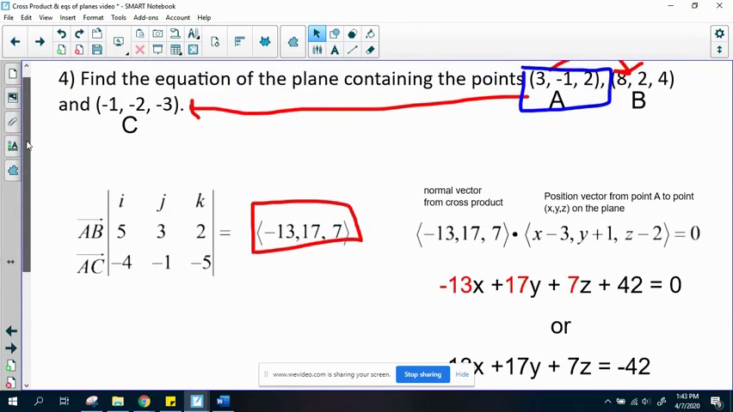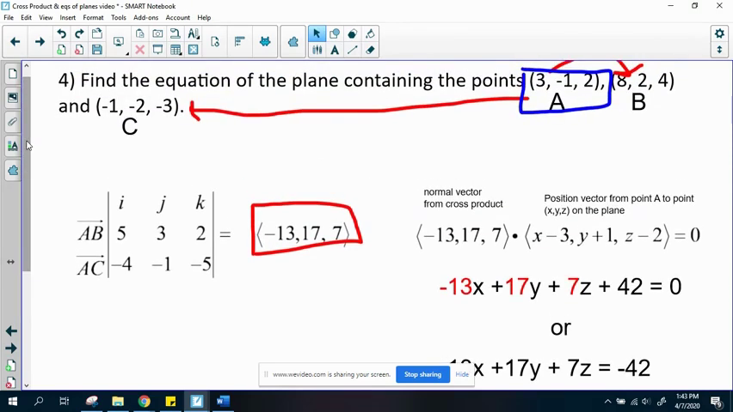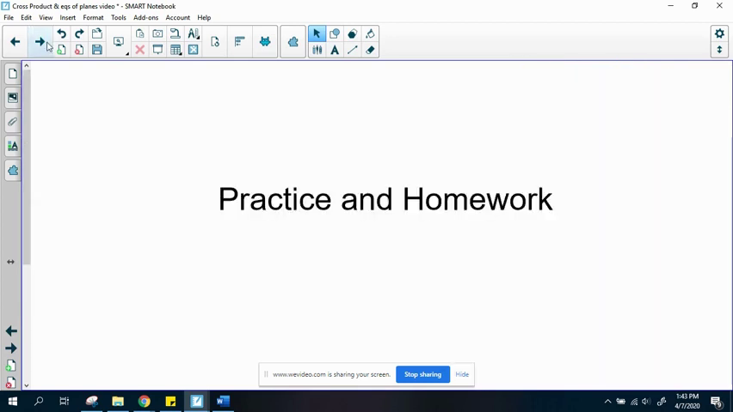So that is the cross product, and that is one example of where the cross product is used. It is used to find the equations of planes, and that's why you need 3 points, so that it makes a plane. The next thing I want you to do is go ahead and practice and then check out the homework. Thanks for watching.